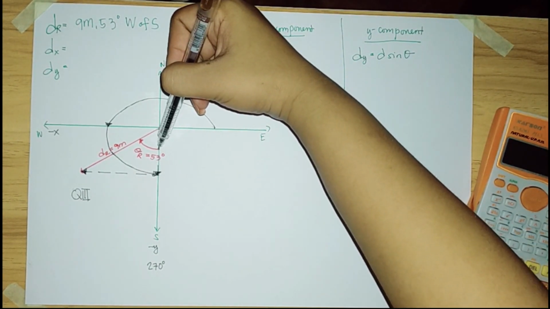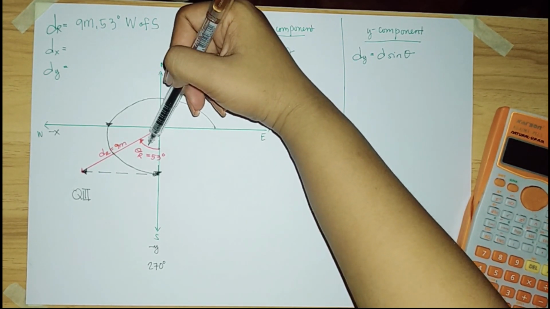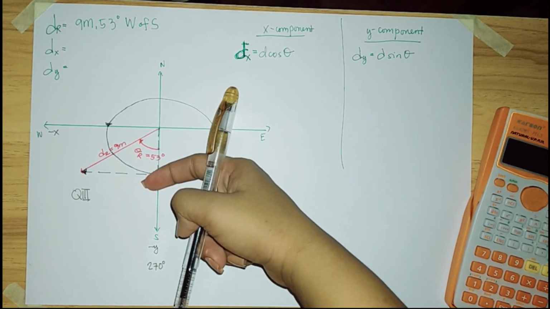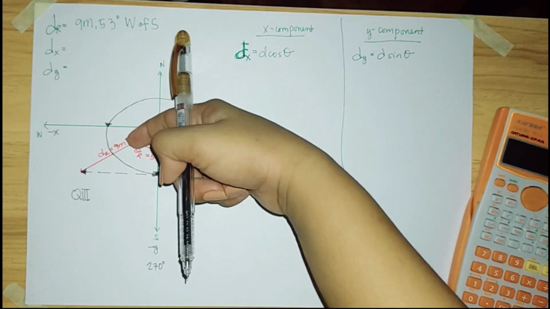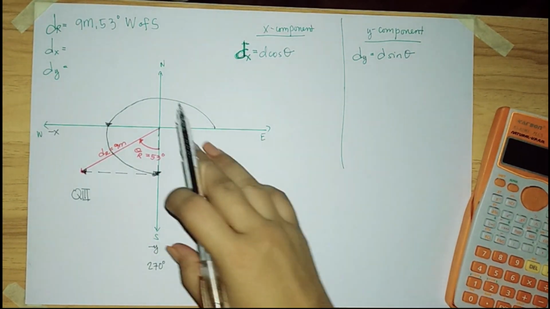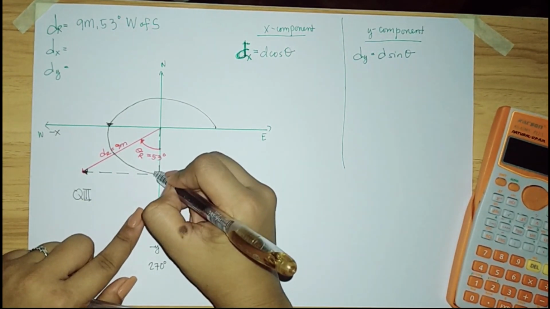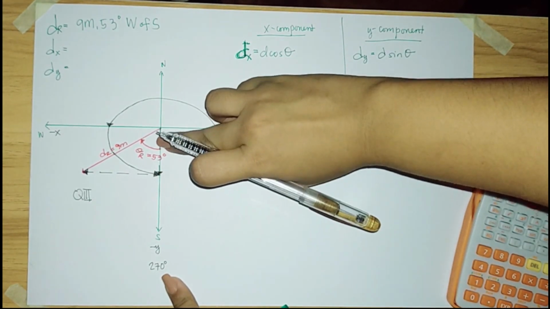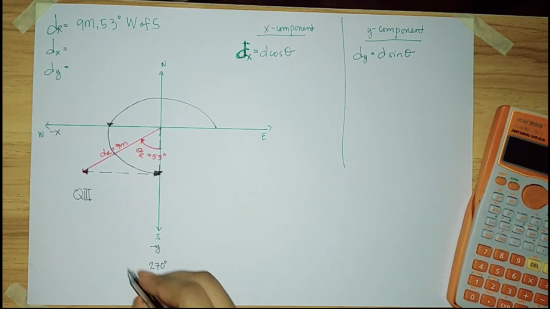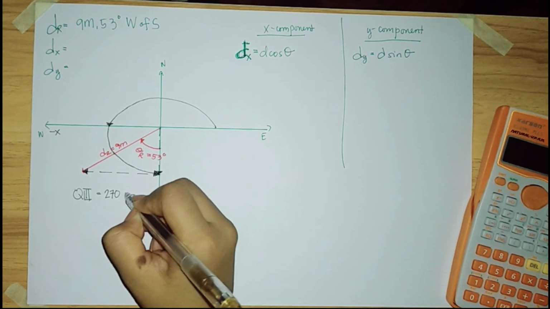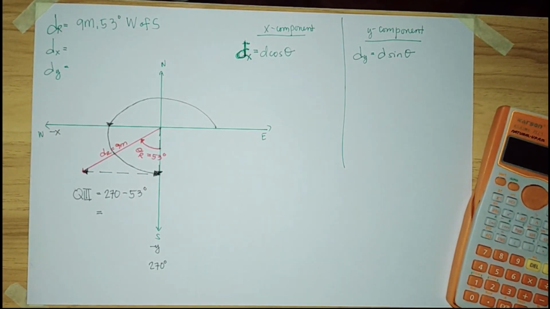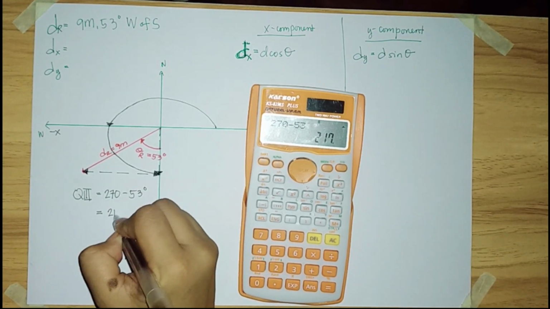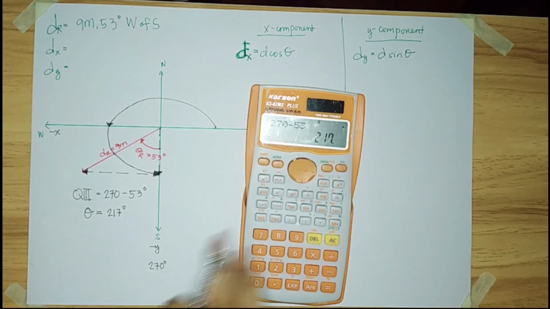When the direction of the angle is clockwise, we subtract it from our counterclockwise angle. But if the angle follows the counterclockwise direction, we add it. In this case, it's in the opposite direction. It is counterclockwise going to 270, so we subtract 53 degrees. So we have 270 minus 53 degrees, which gives us 217 degrees. So this is now our angle.